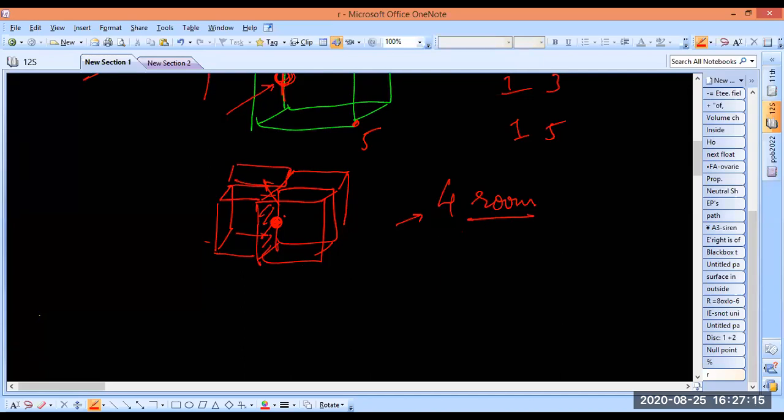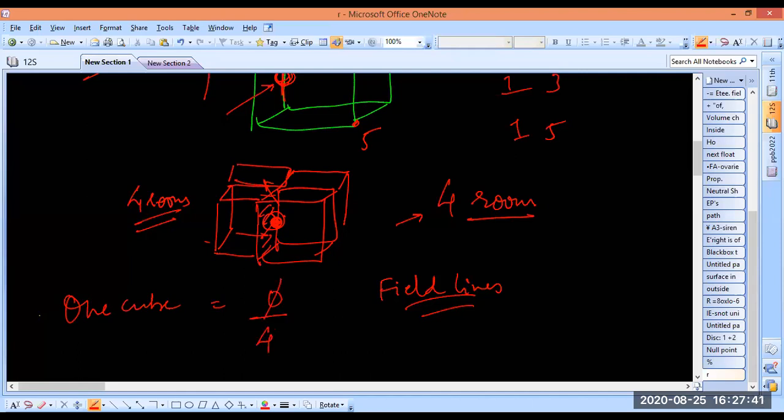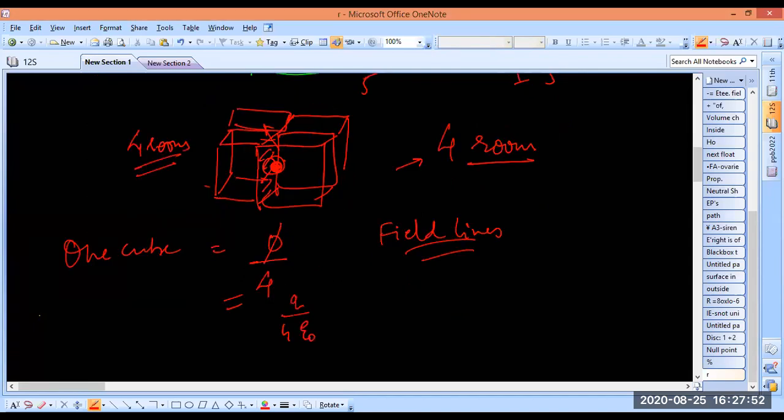Now, what does that have to do with this question? If you place a point charge in that hole, then the field lines coming out from that charge will be equally or symmetrically distributed in these 4 rooms, correct? Or 4 cubes. So for one cube, it is going to be total flux divided by 4. So total flux divided by 4 means Q by 4 epsilon 0.